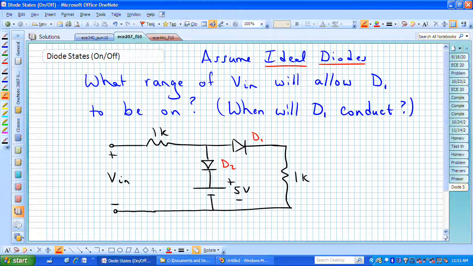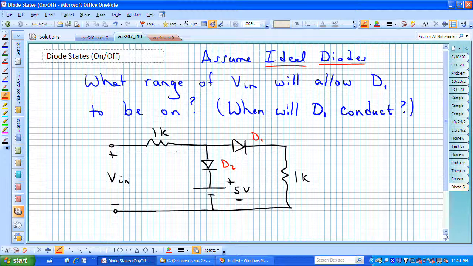And we're not concerned about D2 other than it needs to be functioning. We're assuming ideal diodes. It needs to either be in an off state or an on state, and what range on the input voltage allows diode 1 to conduct or to be on.